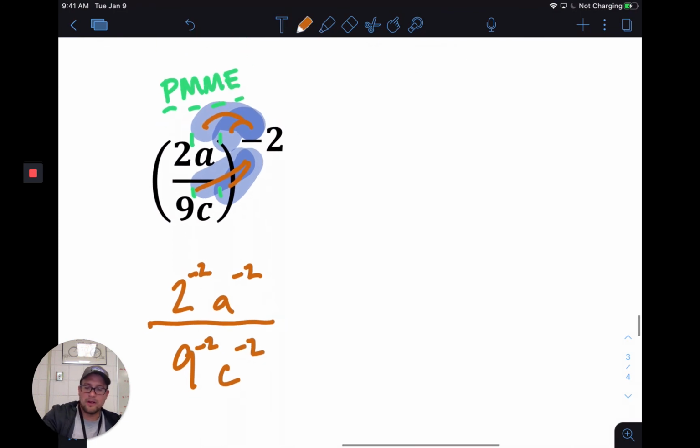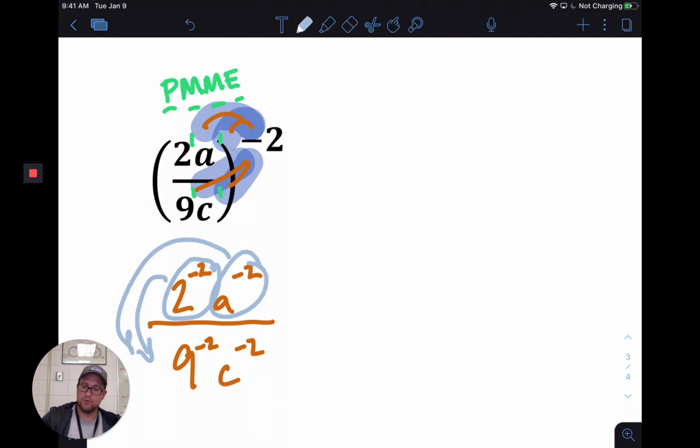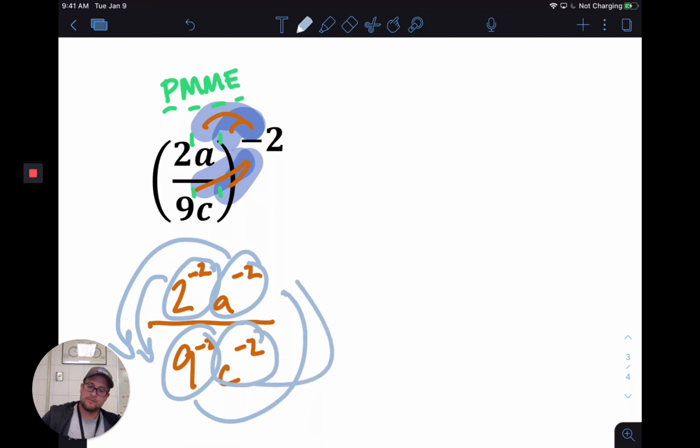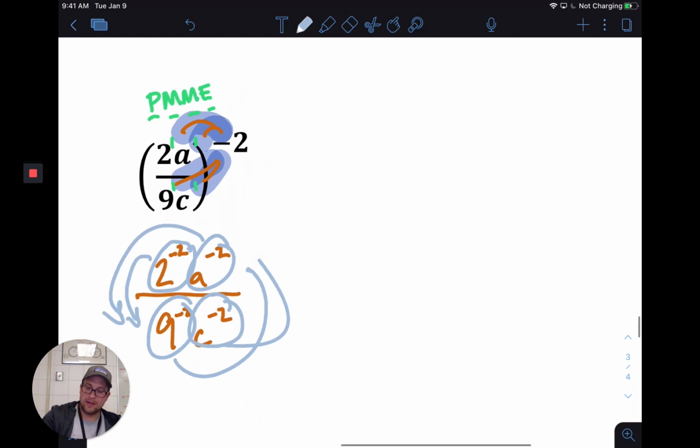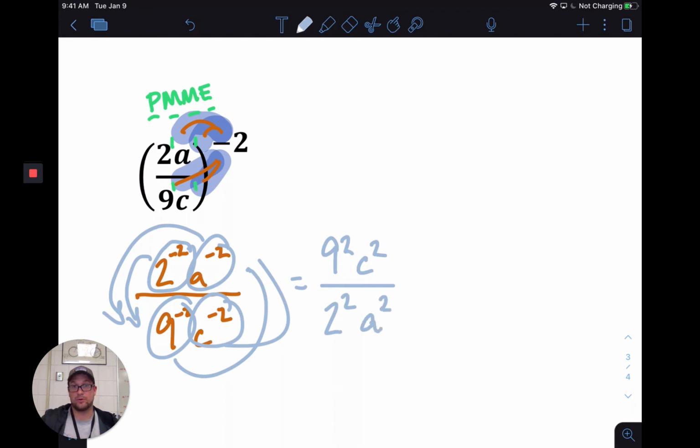Now, remember, anytime you see something that has a negative exponent, you need to move it to the bottom or to the top respectively. So this will move down, this will move down, this will move up, this will move up. What will we be left with? Well, we'll now have 9 squared up top and c to the second. Our bottom goes up top, but now our exponents are positive. And on the bottom, we're going to have 2 to the second and a to the second. Our exponents are now positive again.